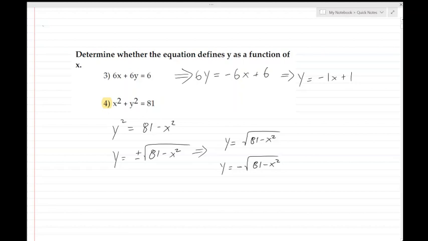Another hint is to look at the power on the y, right? If that power is even, then it is not. So we can say that number 3 is yes, y is defined as a function of x. Number 4 is no, y is not defined as a function of x, for the same reason that there are two equations, or because the power on the y is even. If it were odd, like in number 3, which is power 1, then we're good to go and we'll say yes. Okay?